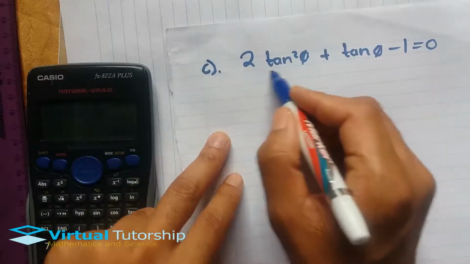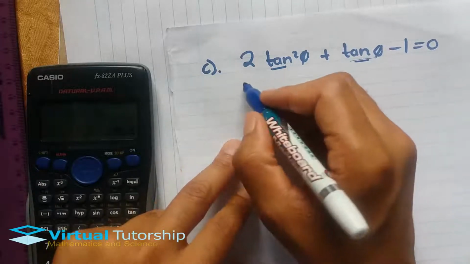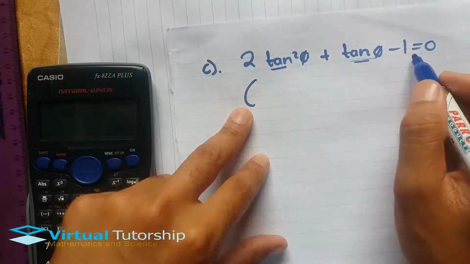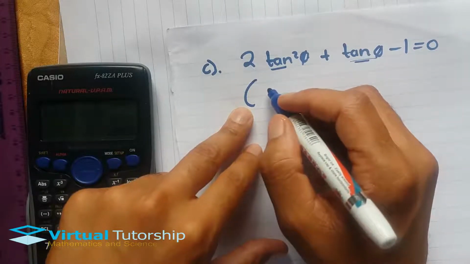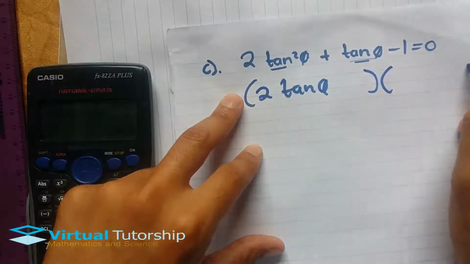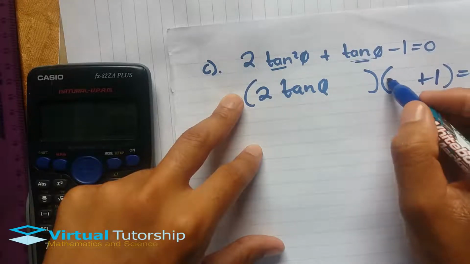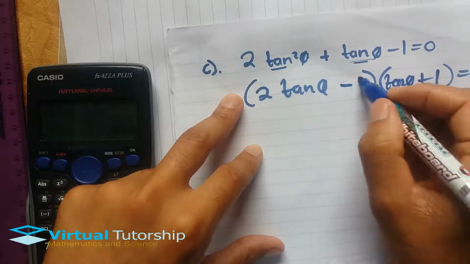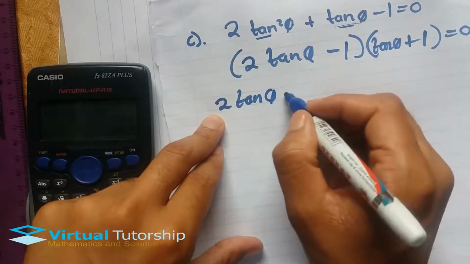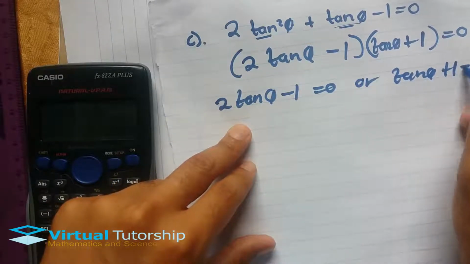So let's continue. What is this thing? It is a trinomial. We simplify this trinomial and find that you can use the quadratic formula, but I'm going to do the factoring method. This is a quadratic equation, but the variables are trigonometric ratios. So 2 tan theta minus 1 times tan theta plus 1 is equal to 0. So 2 tan theta minus 1 is equal to 0, or tan theta plus 1 is equal to 0.